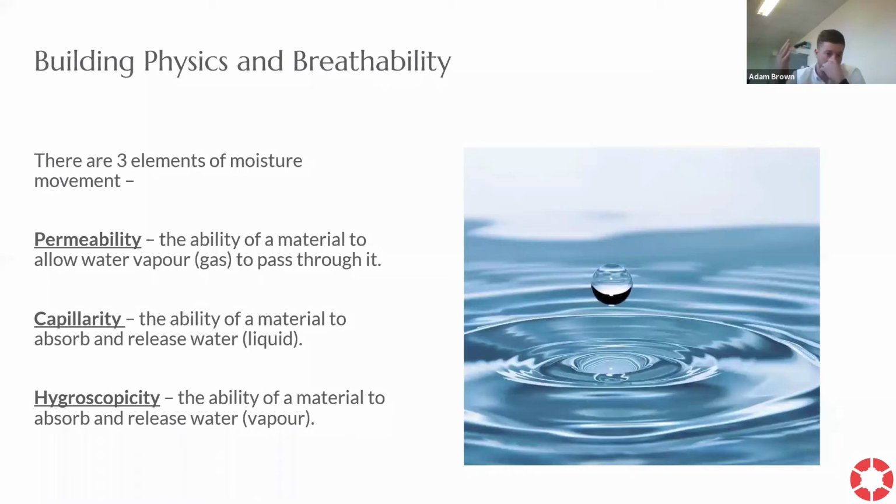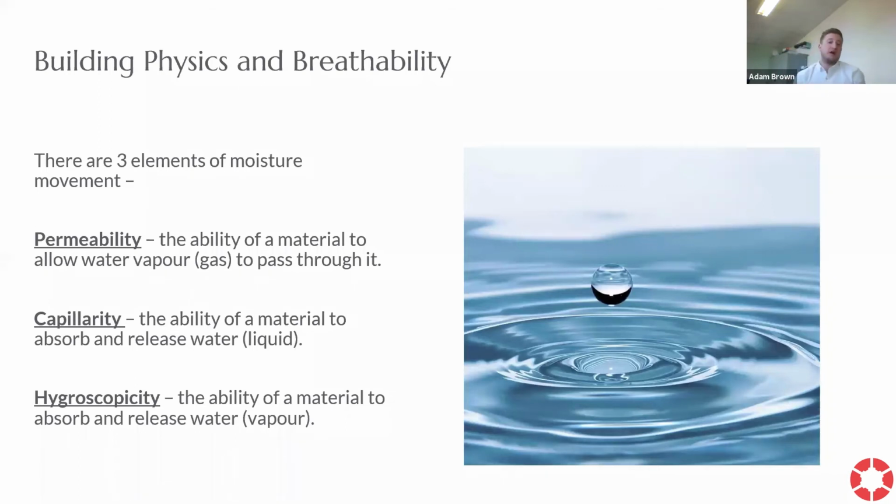pass through it. Now, in terms of permeability, we are generally always looking for a high permeability when we're working with solid walls, because if moisture is present, we do not want to restrict its movement. So high permeability tends to be the sort of standard.